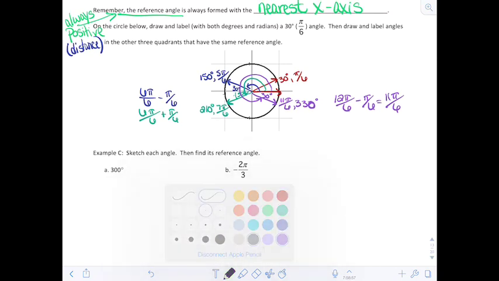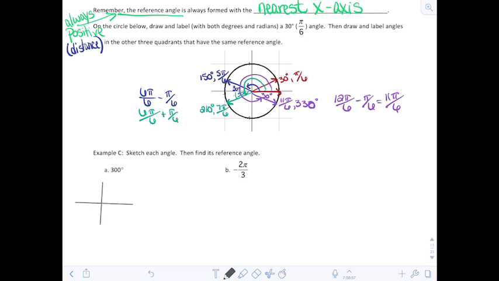So the first we have is 300 degrees. Think about what quadrant. It would be beyond 270, not quite 360. So it's over here in the fourth quadrant, that's 300 degrees. The reference angle is the distance to the nearest x-axis. So 360 minus 300 gives me a 60-degree reference angle.